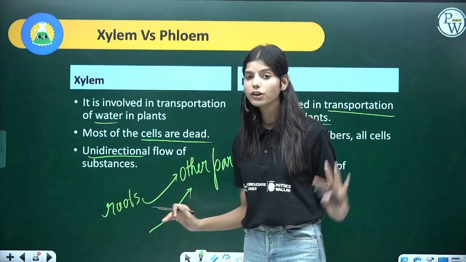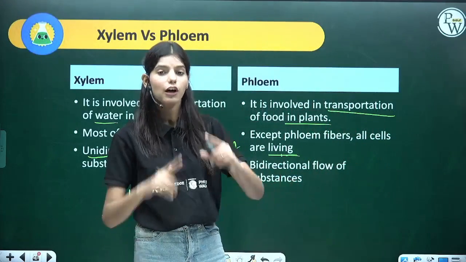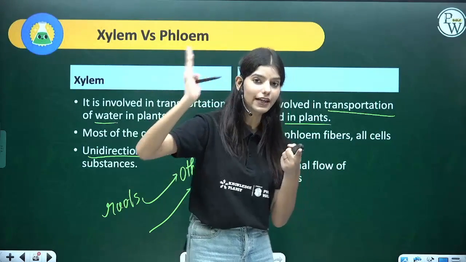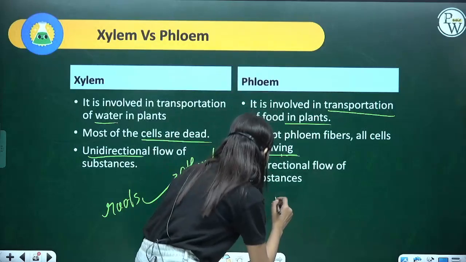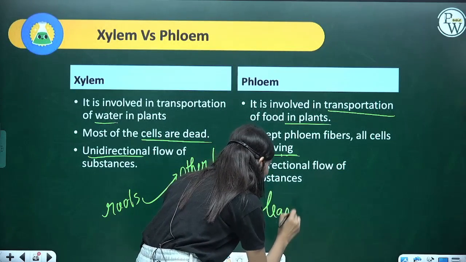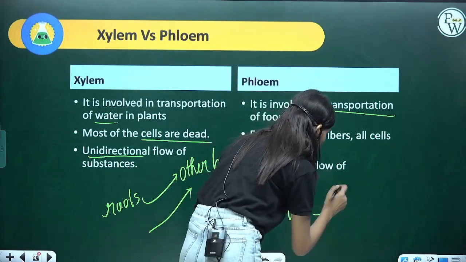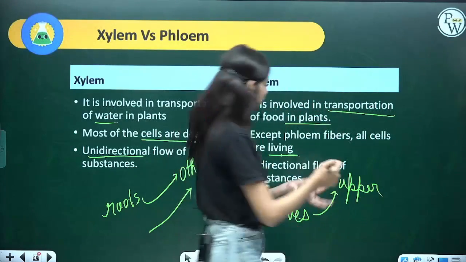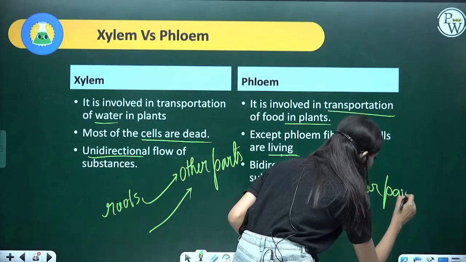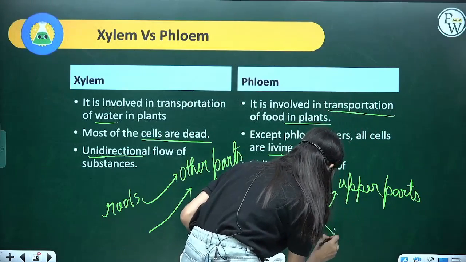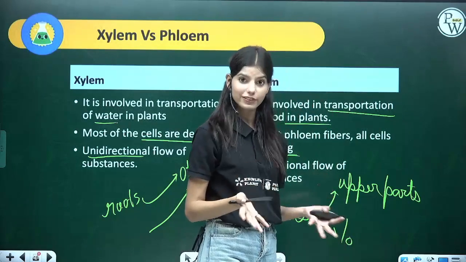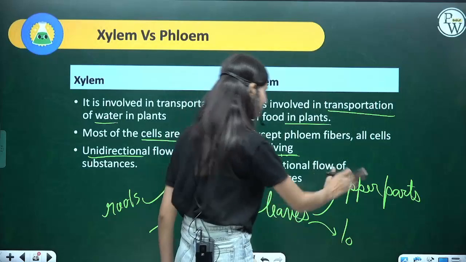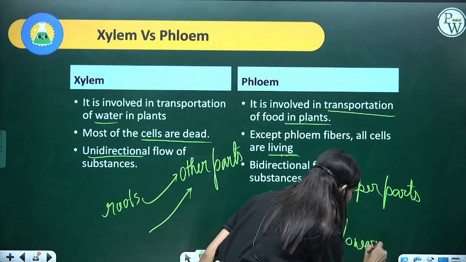But if we talk about the food, it has to be transported from the leaves to the roots and also to the upper branches, to the other parts. So here, food is getting transported from the leaves to the upper parts, such as upper branches, and also to the lower parts, for example, the roots. So from the leaves, the food is getting transported to the upper parts and the lower parts.